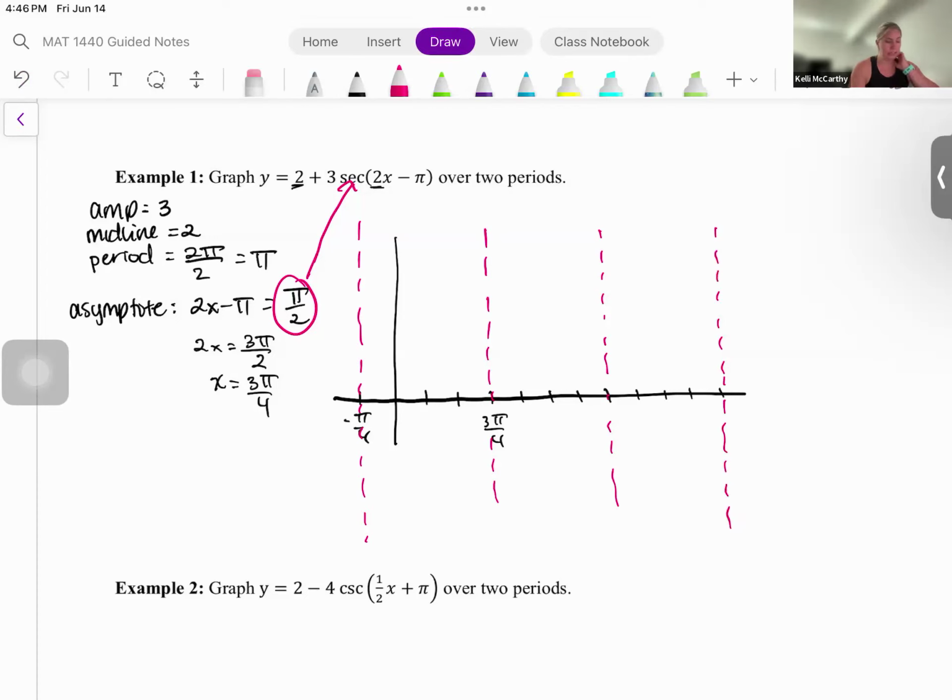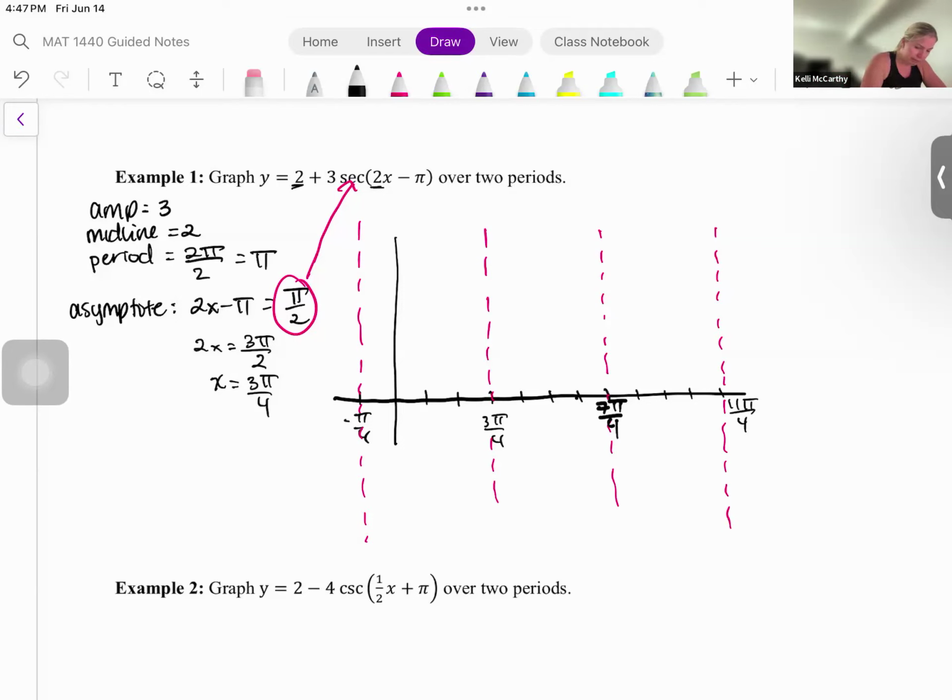And we can label these by just counting multiples of pi over 4. So 3 pi over 4, 4, 5, 6. This is 7 pi over 4. 8, 9, 10, 11 pi over 4. We have those segments broken up into fourths. But we're really only going to use that middle point on this.